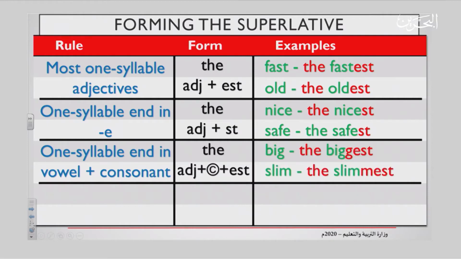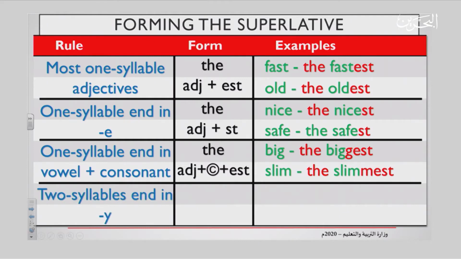You say big. Big is B-I-G. I is a vowel, and G is a consonant. You double the G, the biggest. Slim has an I, then an M. You say the slimmest. M is doubled.